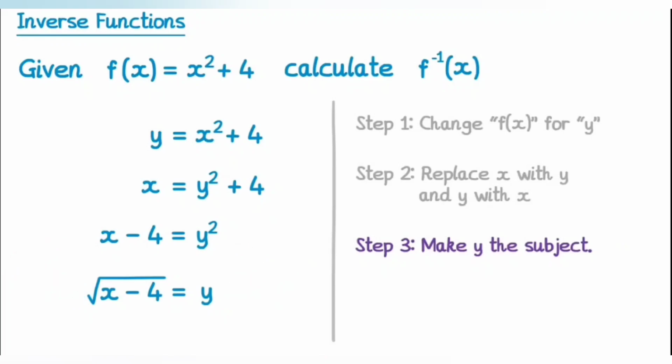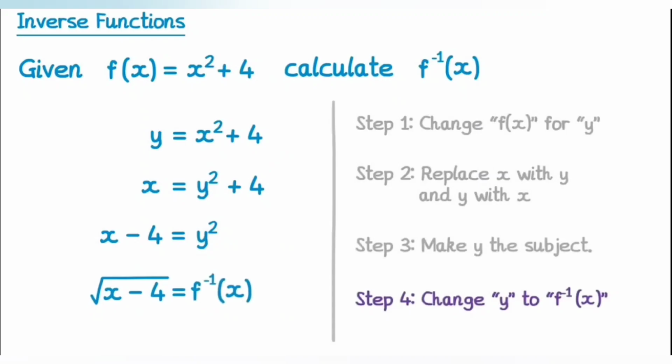So on to the final step, step 4. Let's replace that y with f inverse of x. And then we'll just switch that around. So the inverse function is the square root of x minus 4.